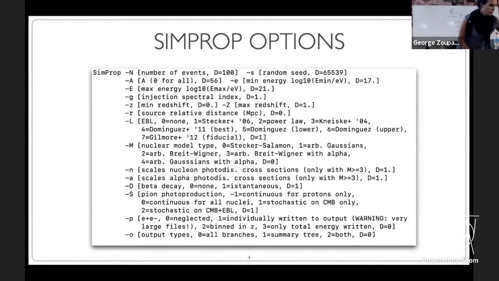Then we can have different choices of the starting redshift and, as I said, of the EBL. These are older papers than what Elisa reported today, but here you see Gilmore and Dominguez, which are the most important and most used ones at the moment. Then the nuclear model. We start with a very simple case, in which we have just one isotope per each mass, and then we follow the nuclear chart.